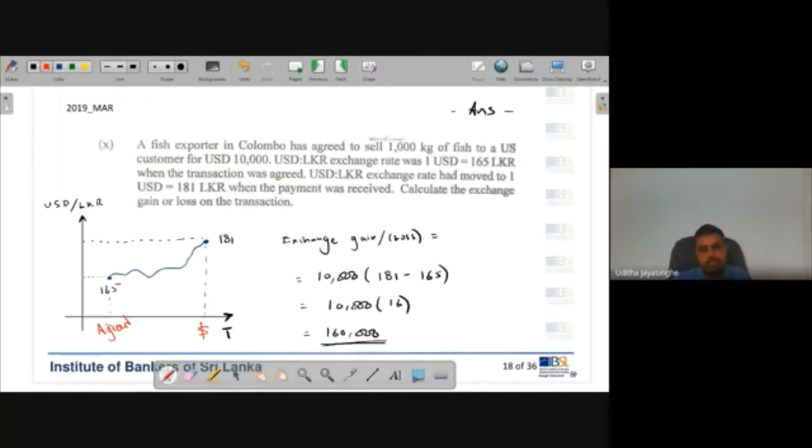As a result, this 10,000 amount, 10,000 US dollars, is going to give a gain in rupee terms of 181 minus 165 into 10,000 US dollars for this exporter. The answer is going to be a gain of 160,000.